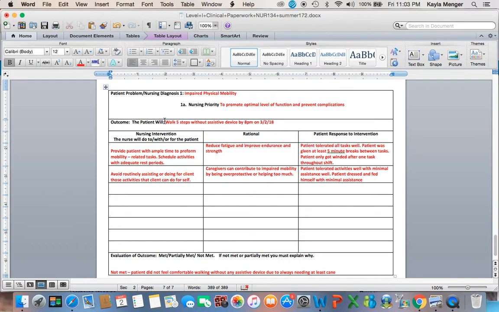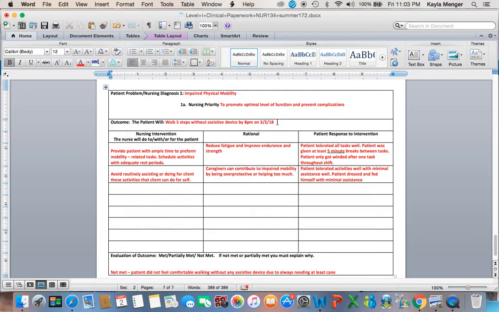So the outcome is the goal. We just have to say outcome because of the scope of practice, I think. So it has to be singular, measurable, have a time frame on it, and specific. So I put walk 5 steps without assistive device by 8 p.m. on 3/2/18.